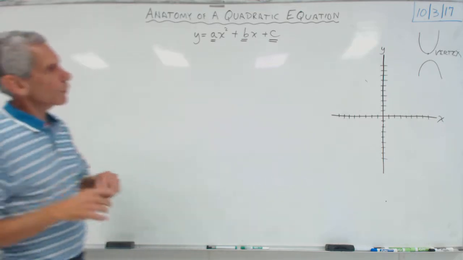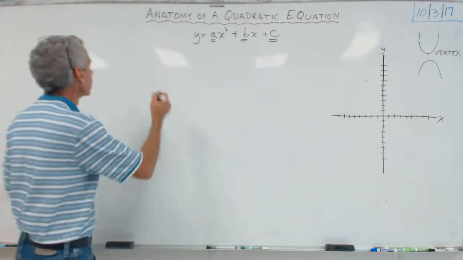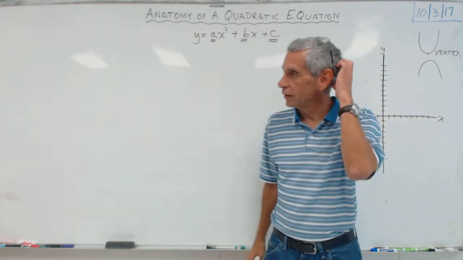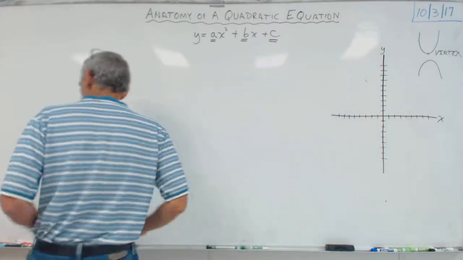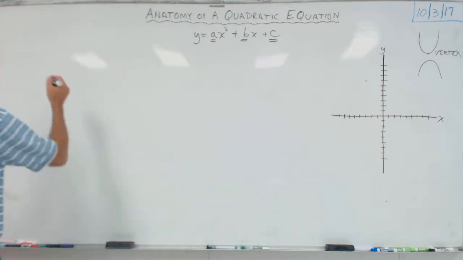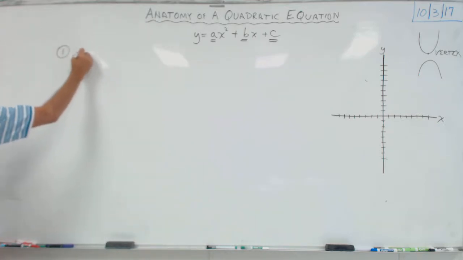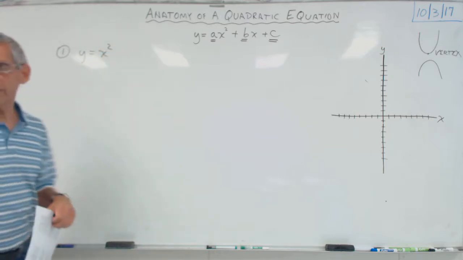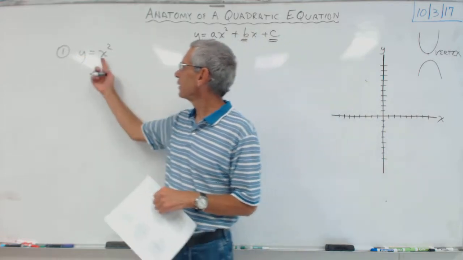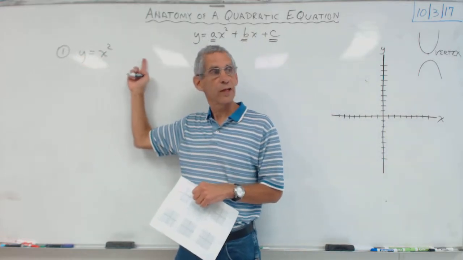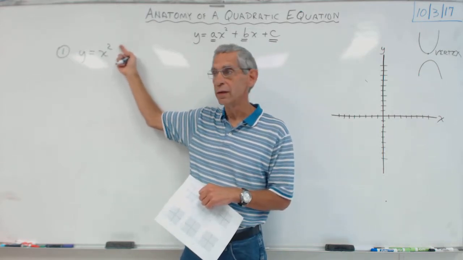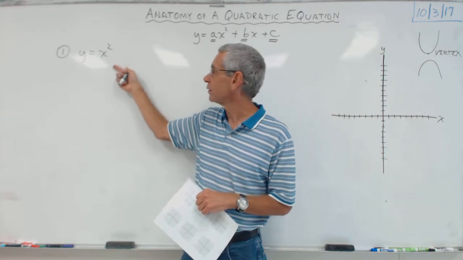Okay, anatomy of a quadratic equation. So we're going to use a t-chart to graph these. Let me do this one. Is that a quadratic equation? Yes, just the rest of the things are 0. Right, exactly. Ax squared plus 0x plus 0, right? That is a quadratic equation as long as it says x squared. If it doesn't say x squared, it's not a quadratic equation, right?